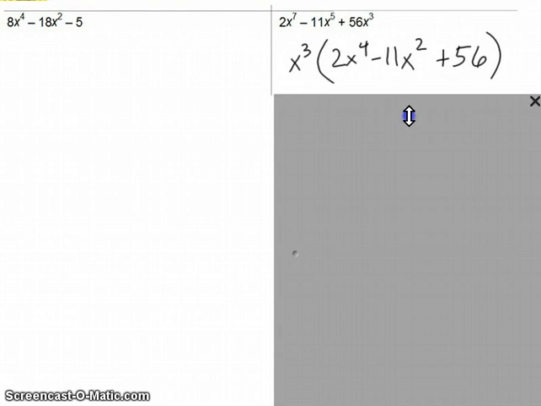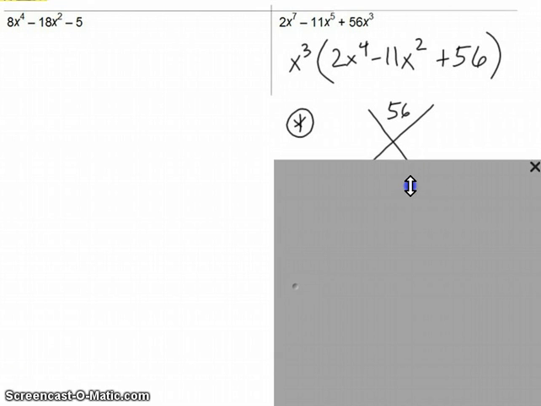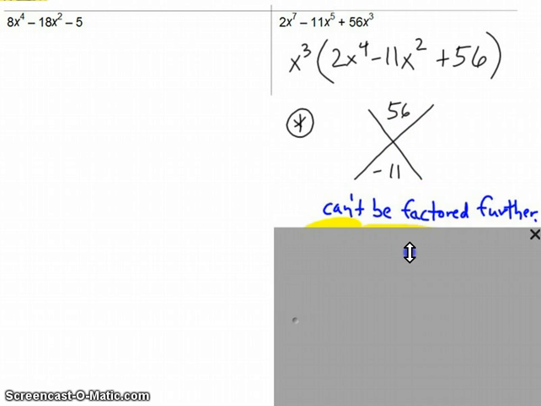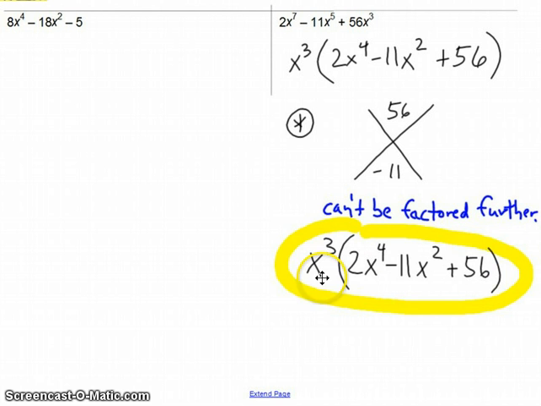So let's see what would happen if I called it 2x squared minus 11x plus 56. In that case, I'd put 56 at the top, minus 11 at the bottom. You're going to find that can't be factored. And when that happens, you're done. So the answer in this case, and this is the only case on either the front or the back where this is true, you're very quickly done. And this which I had at the very beginning is the right answer in the end.